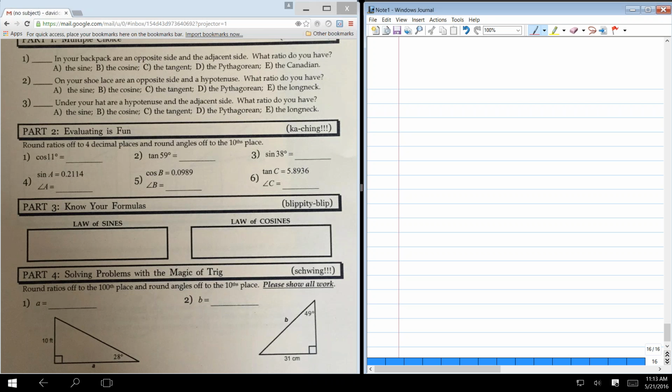Would that be 12.20? 12.2? What are the directions? Round angles off to the tenths place. 12.2. Yeah. When they say the tenths, they mean 1 decimal. If they said the tens place, you'd have rounded it off to 10 degrees, right? So there's a difference between the tens place and the tenths place. The tenths place means rounded off to 1 decimal.